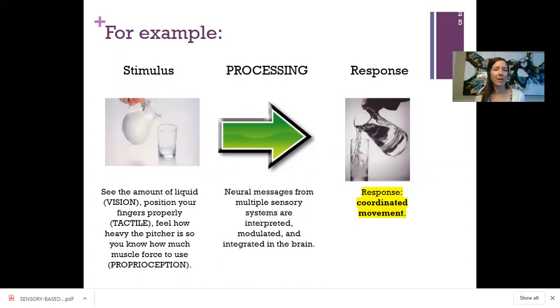Another example, so we're picking up a pitcher of liquid. We're using our visual system, we see how much liquid's in there, we see the shape of the pitcher. We're using our tactile system to know how to grip the pitcher. And we're using our proprioceptive system as we pick it up to understand, oh, this is heavy, I have to use more force in my muscles. Maybe I wasn't sure if that was glass or plastic. So your proprioceptive system helps you understand, oh, this is heavy, this must be glass. Then that stimulus goes to your brain for processing, and then the response is coordinated movement.